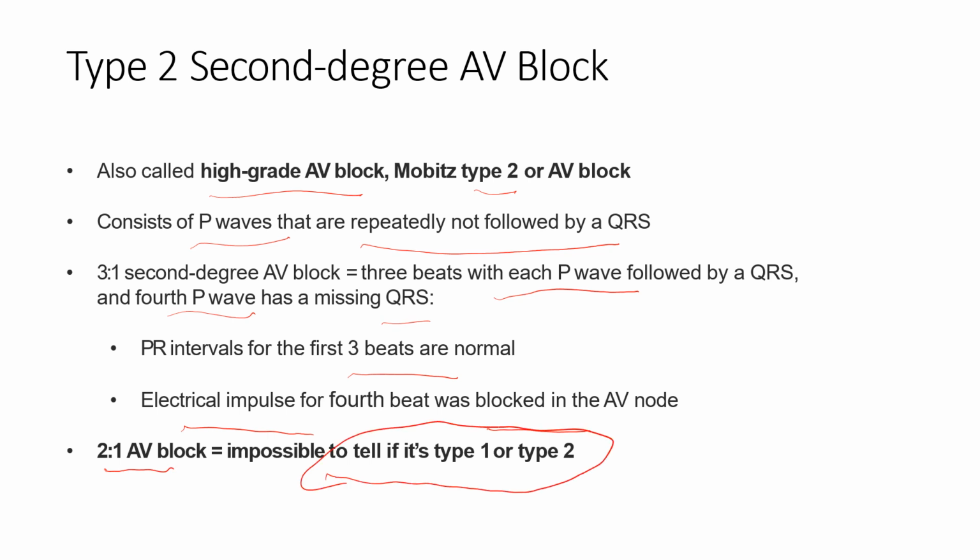So what is happening in second degree is there is a P wave followed by QRS, P wave followed by QRS. Suddenly there is a P wave but no QRS. There is no increasing trend, and there is no telling when this will happen.